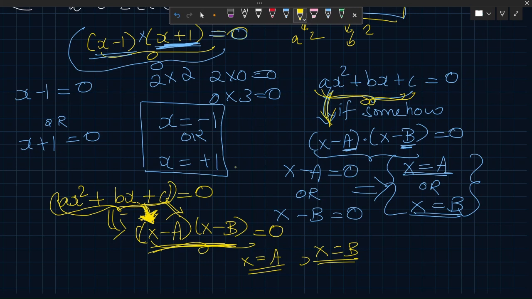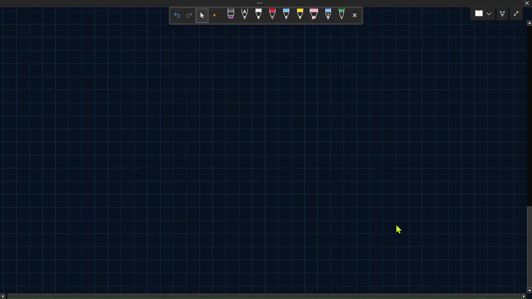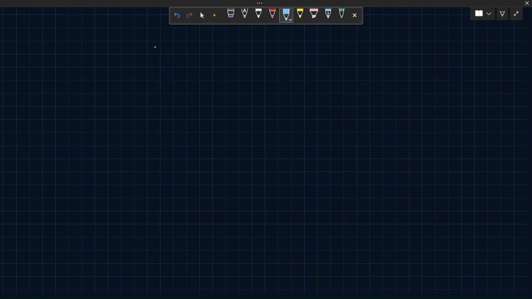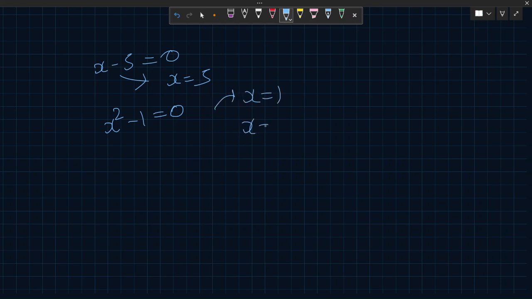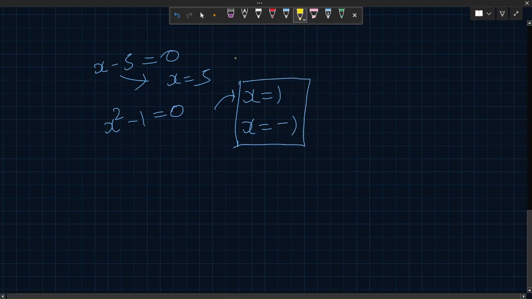A quadratic equation can have a maximum of two solutions. If we take a single linear equation in one variable, x minus 5 equals 0, this has only one solution, x equals 5. But as we have seen, x square minus 1 equal to 0 has two solutions, x equal to 1 and x equal to minus 1. So a quadratic equation can have a maximum of two solutions.